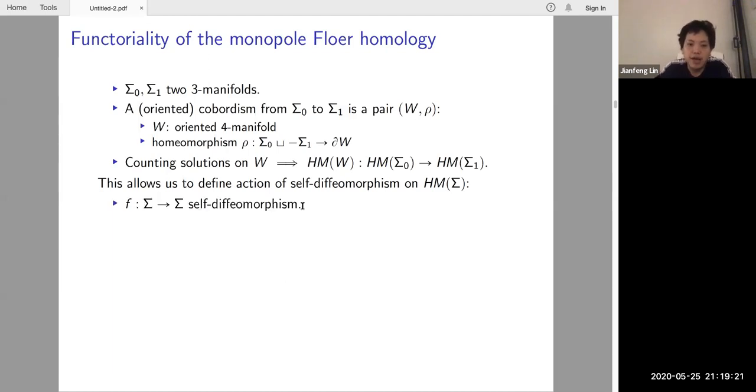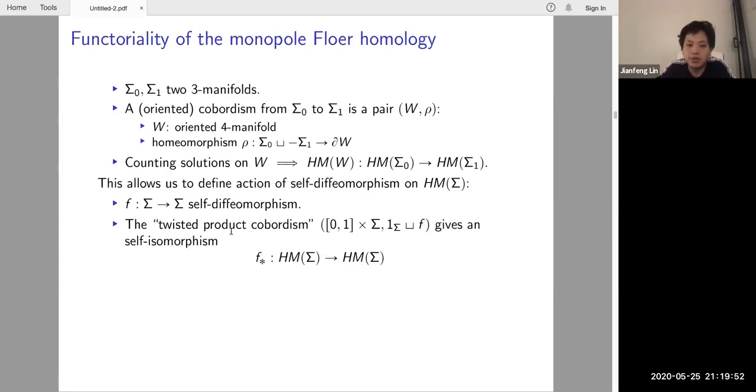So we let F be a self-diffeomorphism on the three manifold sigma, and we can consider the so-called twisted product cobordism. The four manifold is just the product cobordism, but now we don't use the most naive boundary parametrization. Instead, we use the identity map on one boundary component and use this diffeomorphism F on the other boundary component. And this twisted product cobordism gives us a well-defined self-isomorphism going from monopole Floer homology of sigma to itself.